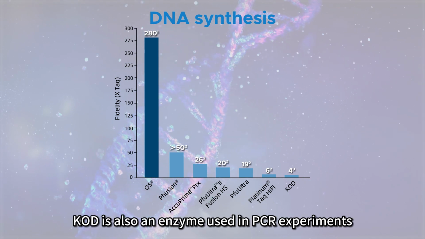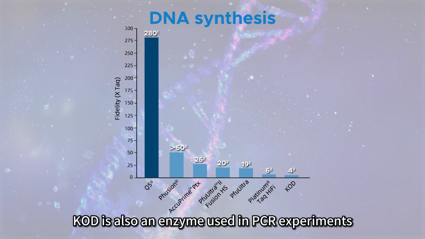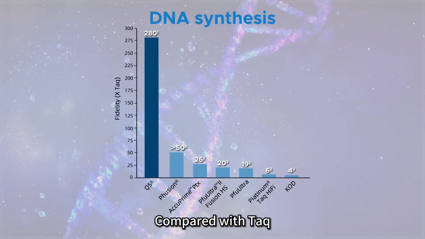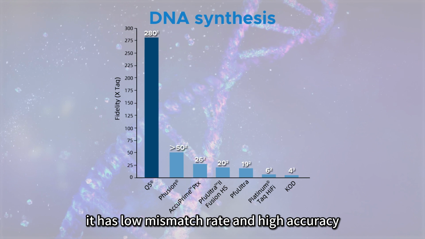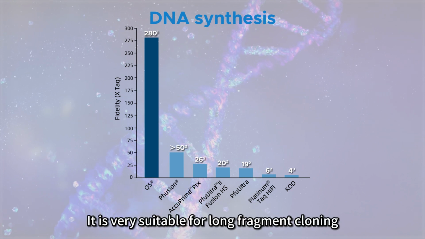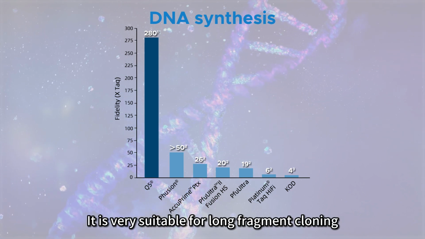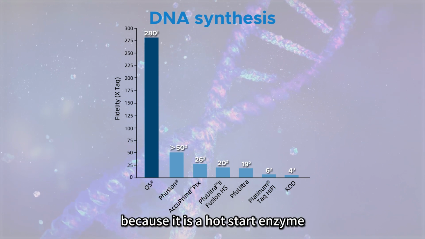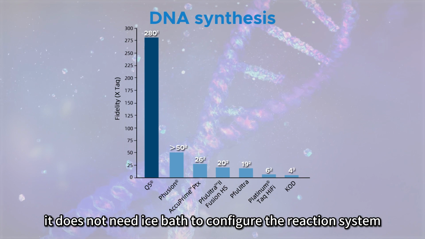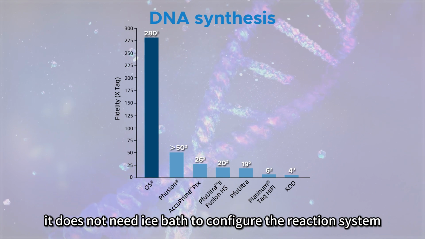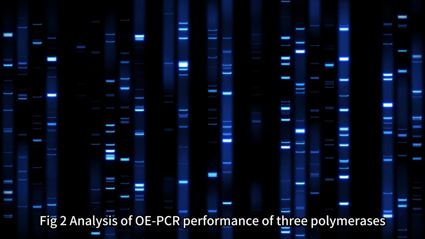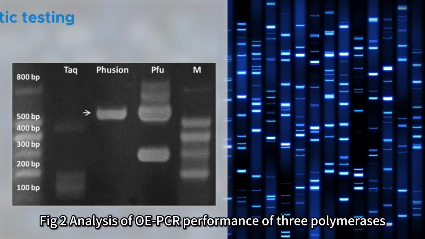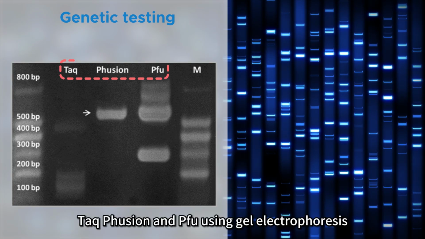KOD is also an enzyme used in PCR experiments. Compared with Taq, it has a low mismatch rate and high accuracy. It is very suitable for long fragment cloning. At the same time, because it is a hot start enzyme, it does not need an ice bath to configure the reaction system. Figure 2 is an analysis of OE-PCR performance of 3 polymerases, Taq, Fusion, and Pfu, using gel electrophoresis.